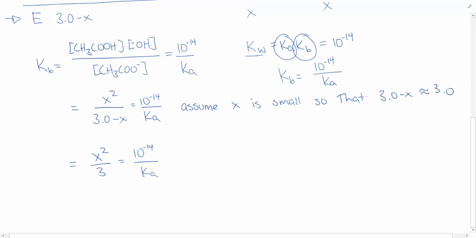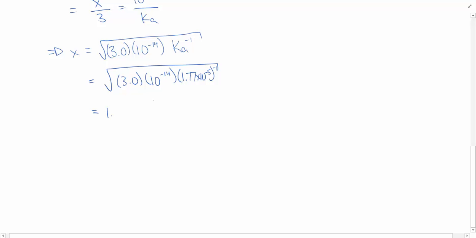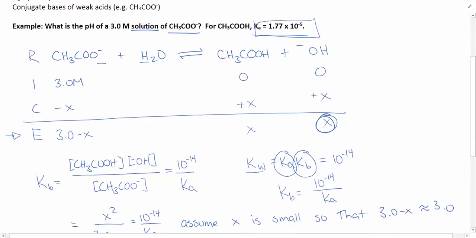Solving for x, we have that x is equal to the square root of 3 times 10 to the negative 14 over our Ka. So Ka to the minus 1. Plugging in our Ka here, this is equal to 1.30 times 10 to the negative 4. And from above we see that x is equal to our concentration of hydroxide ion.